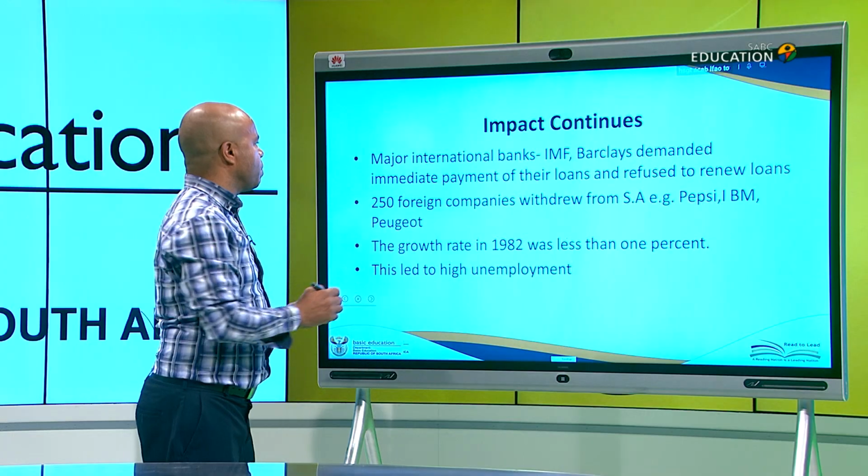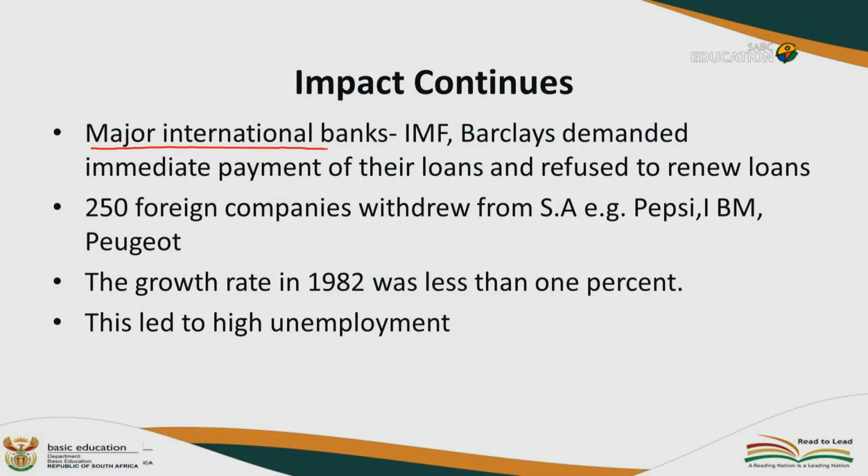The impact continues by major international banks, the IMF, Barclays Bank, take note, demanded immediate payment of their loans and refused to renew loans. 250 foreign companies, take note, withdrew from South Africa. Examples are Pepsi, IBM, Peugeot, Mobil, which is not on the screen here.